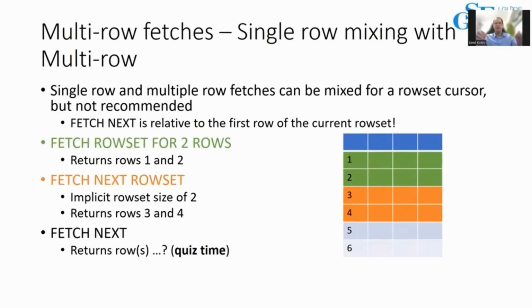So let's say I started fetch row set for 2 rows. That's the green, and it returns me rows 1 and 2. Then I have fetch next row set, and now I don't specify the number of rows, which I said I wouldn't take as good practice. But now the implicit row set would be 2, because that was the prior row set. So it returns rows 3 and 4. And now I can specify fetch next, and if I don't specify explicitly a row set, it is a single row fetch.